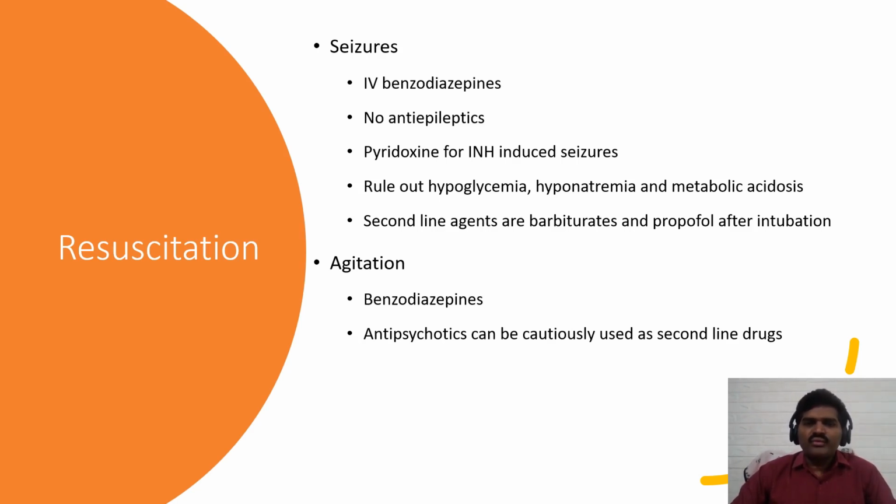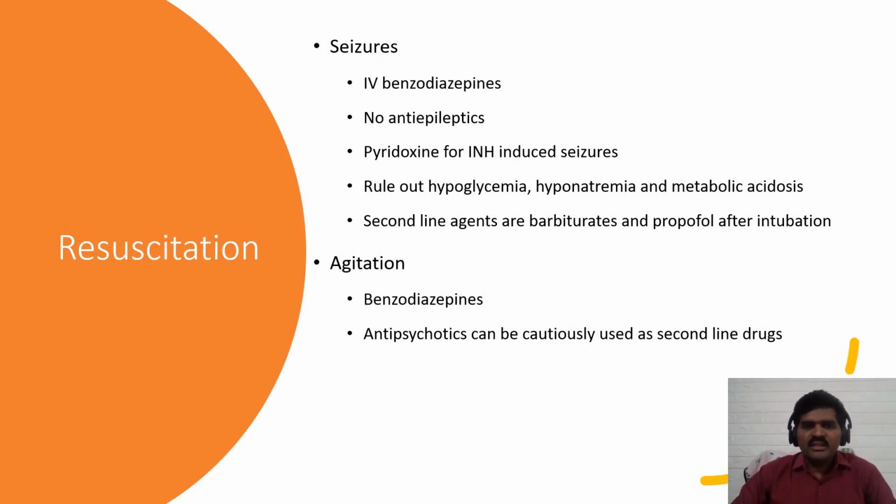Specifically, if the seizures are INH induced, both benzodiazepines and pyridoxine will be enough, and anti-epileptics will be ineffective. Pyridoxine is going to be the treatment of choice. When you're dealing with seizures, you need to rule out any electrolyte abnormalities or glucose abnormalities like hyperglycemia, hyponatremia, and metabolic acidosis. Second line agents are barbiturates and propofol, and they should be used only after the patient has been intubated and has mechanical ventilation.